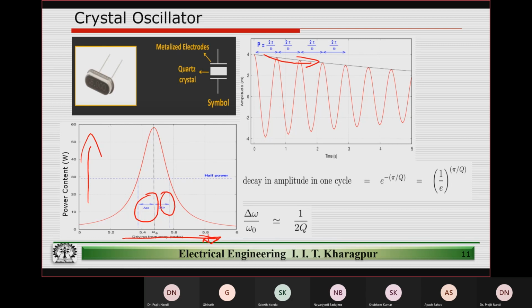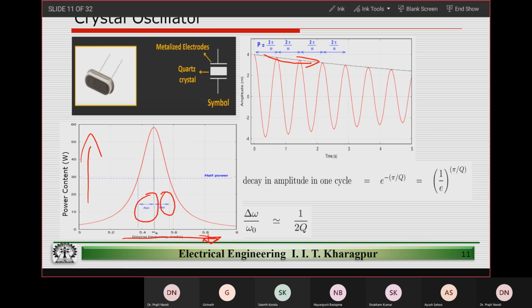Another measure of Q can be given as, if we see here, the lower the delta omega, the higher will be the Q. So for a crystal oscillator, Q, if you see, is just a number. It's a dimensionless number. So Q can be of the order of 10,000 or 20,000, in that order. This is a very big number, right?